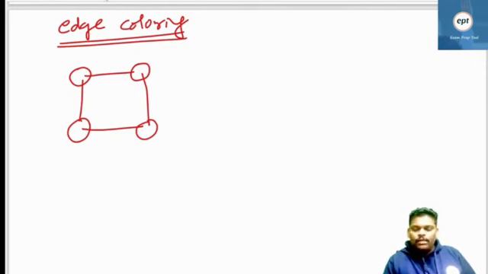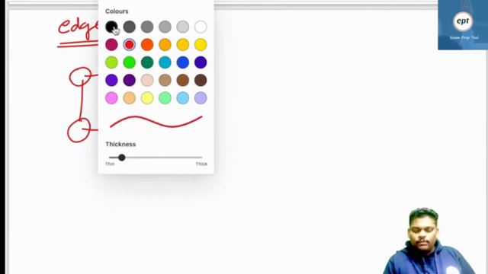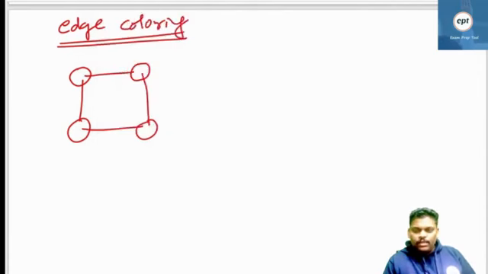So can you help me now? What is the edge coloring for this? No two adjacent edges, that is, two edges having a common vertex, should contain the same color. Two edges having a common vertex are called adjacent edges. No two adjacent edges should contain the same color.